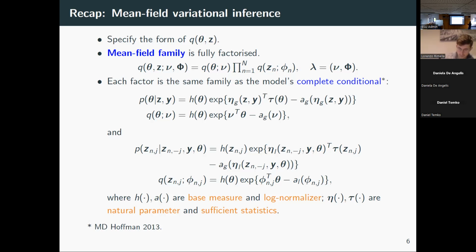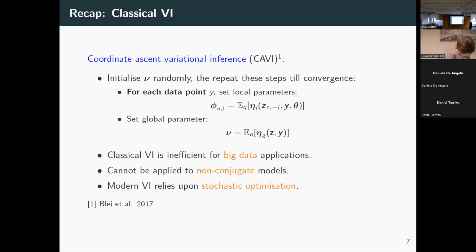So you take the complete conditional, then choose your variational distribution in the same family. Then it boils down to coordinate ascent variational inference, or CAVI, where you iteratively update your variational parameters: you update your global parameters, and you update your local parameters. All these derivations were covered in yesterday's session.